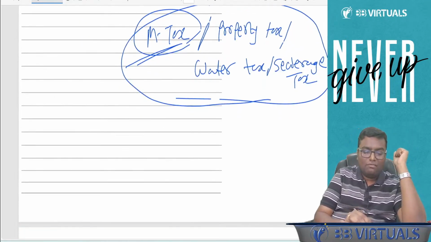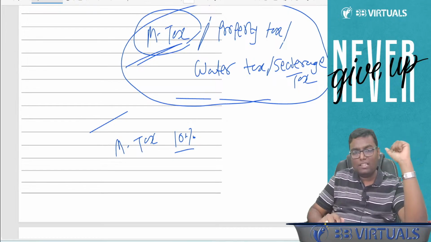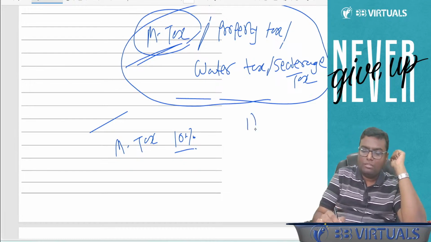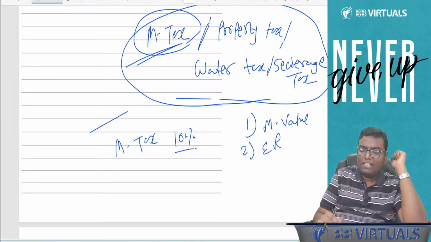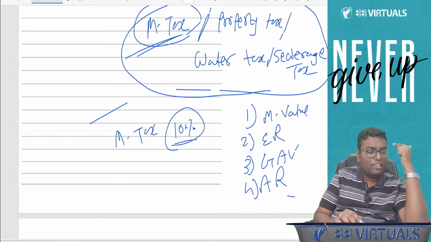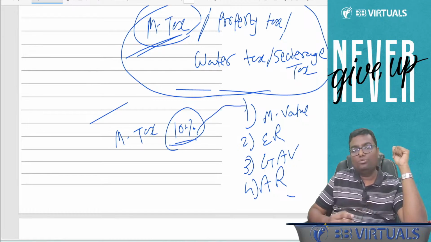Now, what if in the question they have given municipal tax is 10%? Now, you need to calculate the amount for deduction. They have given municipal tax is 10%. On which amount will you apply this 10%? Option number 1, you will apply on municipal value. Option number 2, expected rent. Option number 3, gross annual value. Option number 4, actual rent. Tell me, this percentage you will apply on which value? Can I say it is always of municipal value?